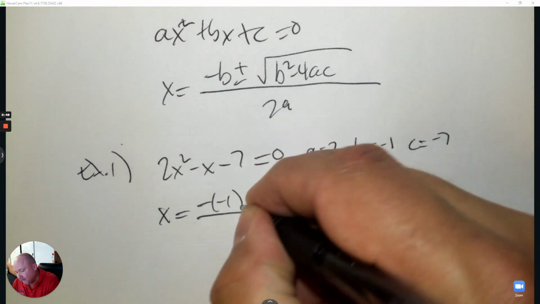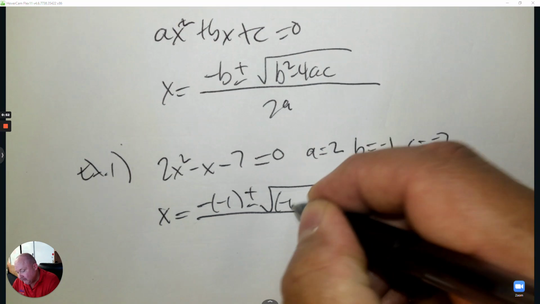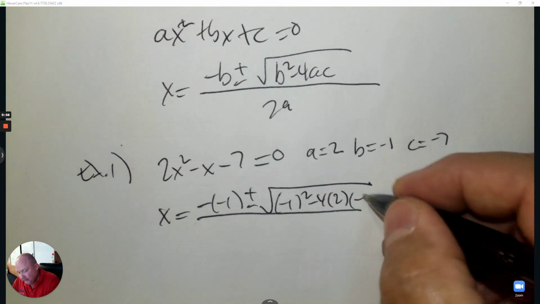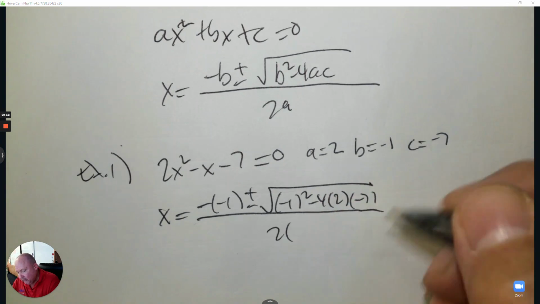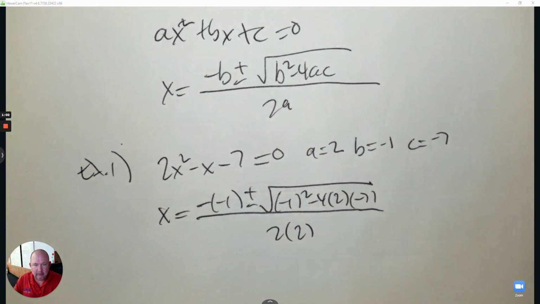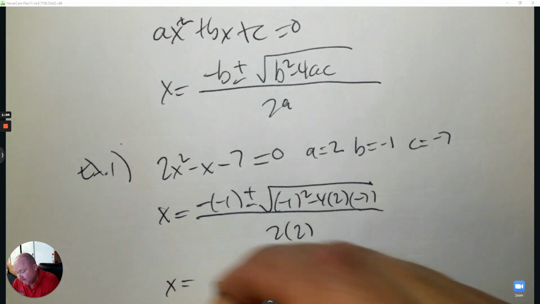So just follow the formula. That's negative 1. That's negative 1 squared. That's 2. And then c is negative 7. And then all over 2a. So step one is to use that formula and plug in the correct numbers. Now we have to evaluate this.